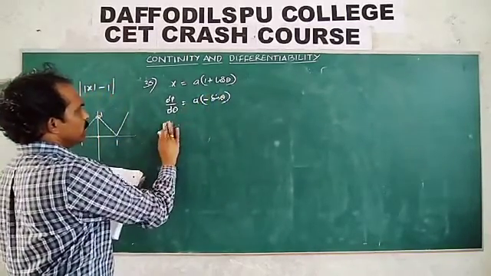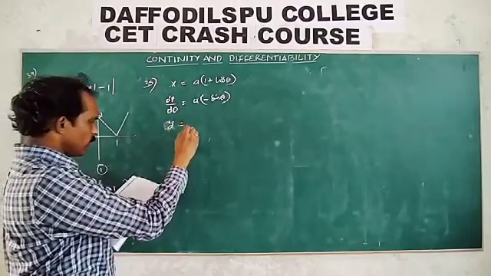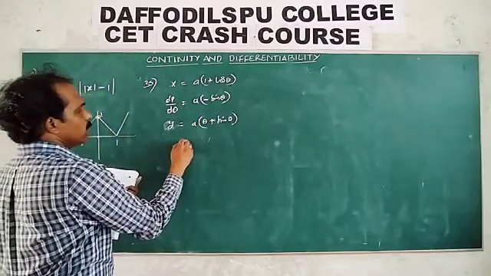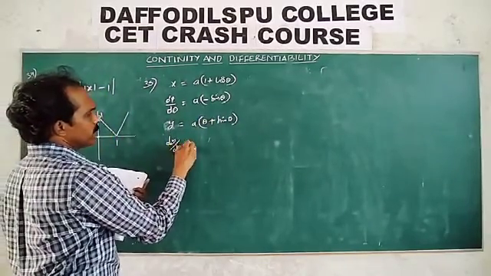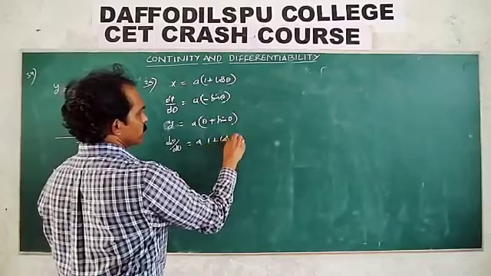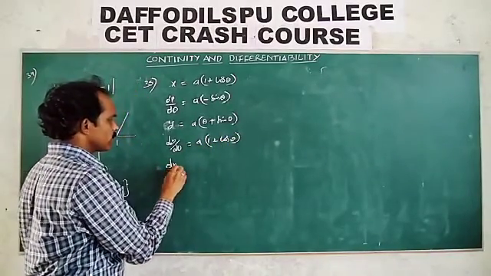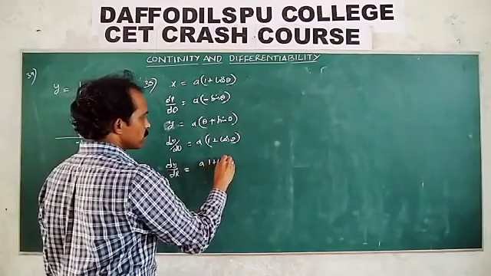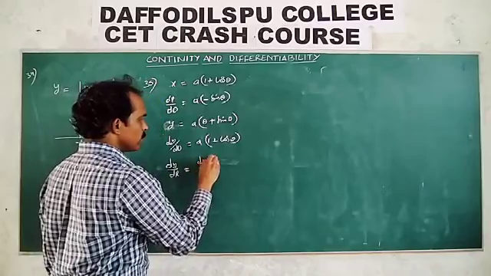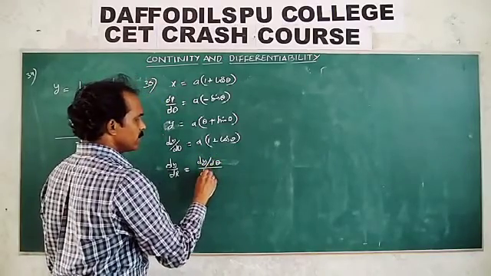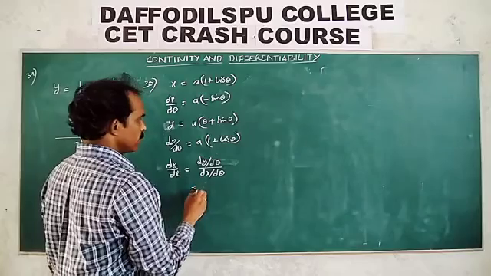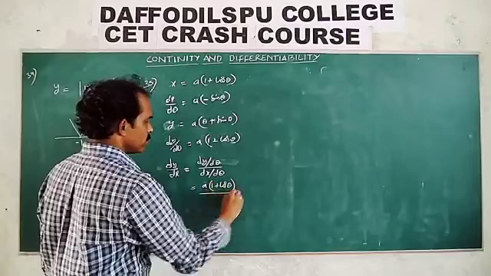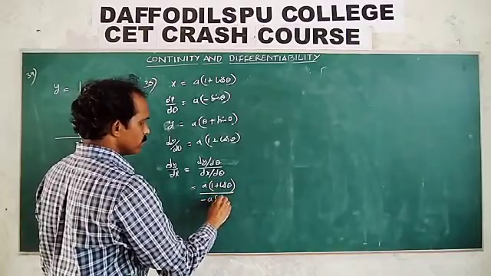Right? What is the y value? y is a(theta + sin theta). What is dy by d theta? dy by d theta is equal to a into (1 + cos theta). We want dy by dx, which means dy by d theta divided by dx by d theta. So dy by dx is a(1 + cos theta) divided by minus a sin theta.